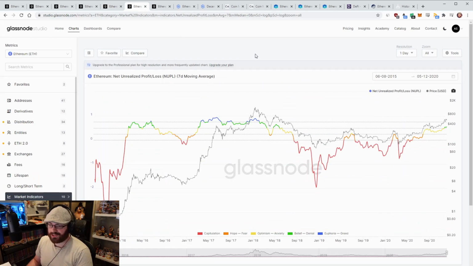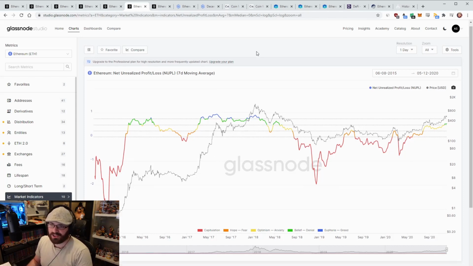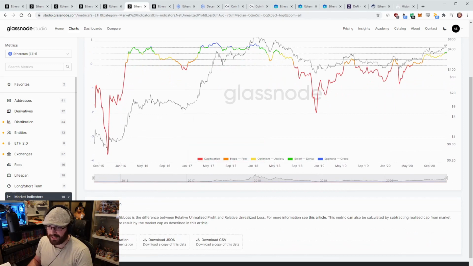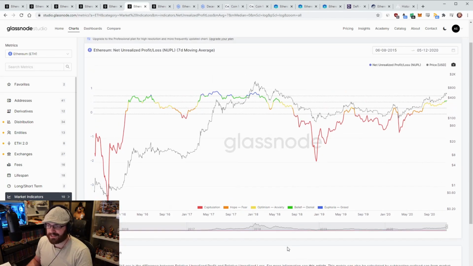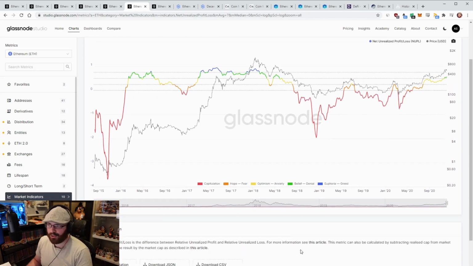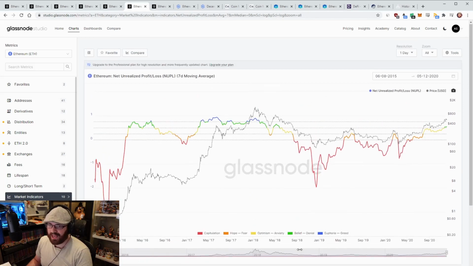This is really, really interesting as well. This is basically a chart that shows what stage of the market ETH is in. Now, this was originally done for Bitcoin, but it's obviously applied to ETH as well. It's called the Net Unrealized Profit Loss Indicator, or the NUPL indicator, right? I'll just read the description down here because it's a little bit complex. Basically, NUPL is the difference between the relative unrealized profit and relative unrealized loss. So this metric is used to calculate people in profit versus people in loss. And from there, they measure what the sentiment of the market is, right?